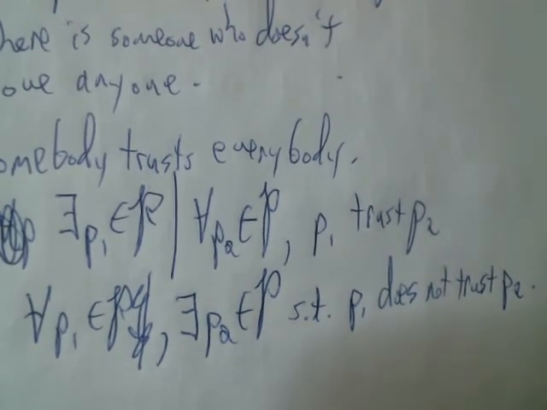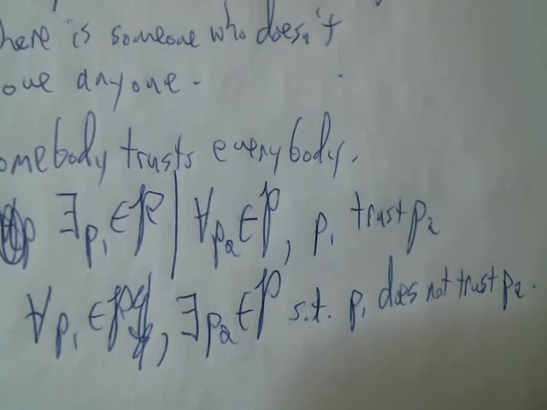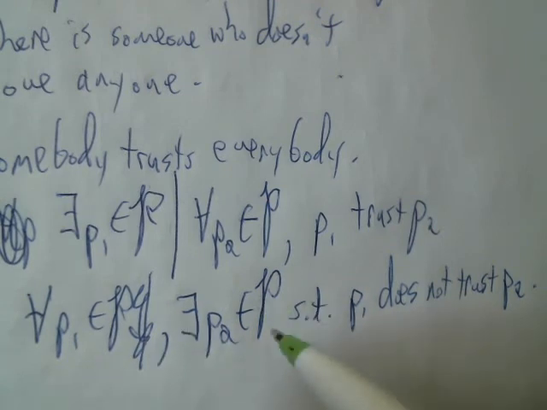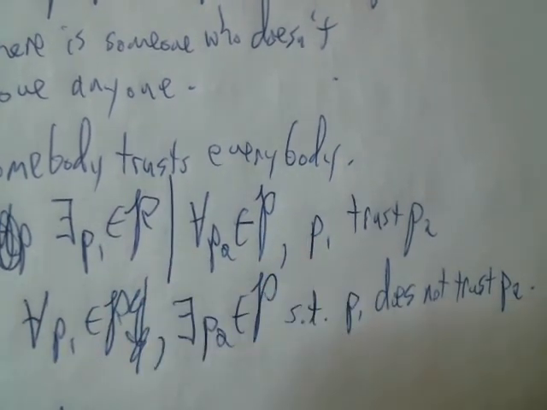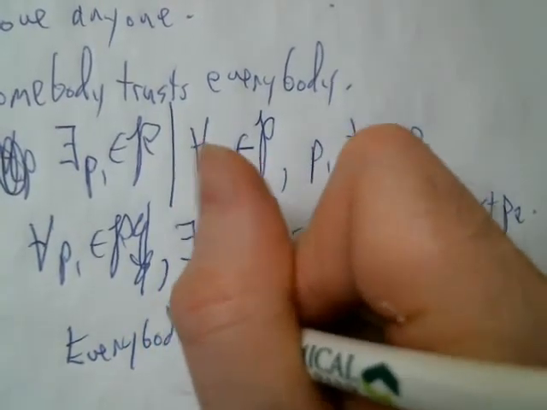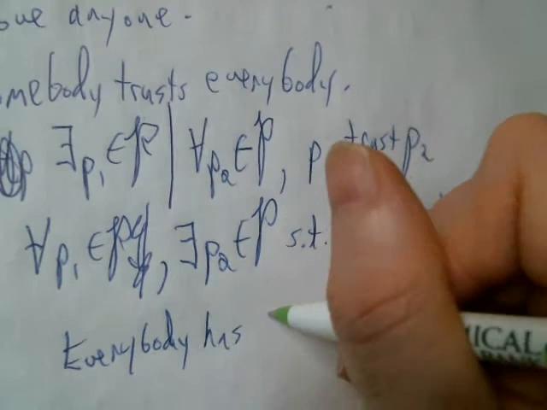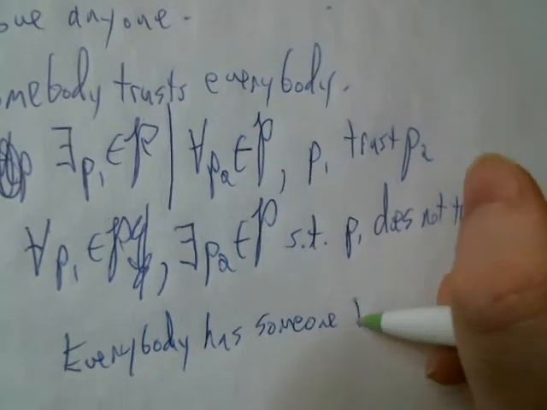Okay. So what does that mean informally? There's somebody that nobody trusts, right? Or rather, it's for all P1, there exists some person. So it doesn't have to be one particular person. Every one of these guys could distrust some different person, right? Okay, so for everybody has somebody they do not trust. That's probably better. Everybody has someone they don't trust.